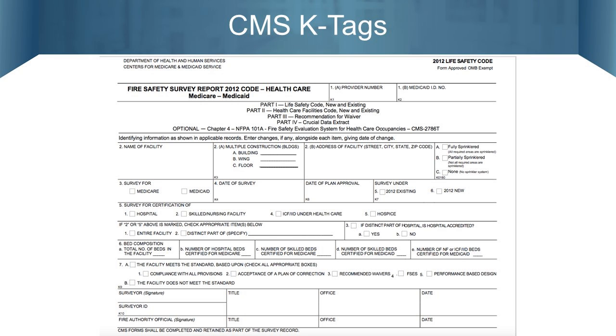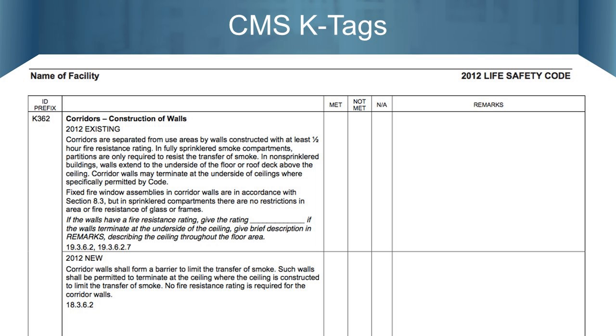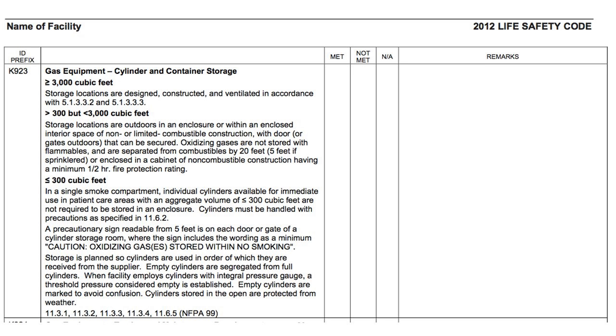All right, let's talk about the CMS K-tags. This is the document that CMS came out with in the middle of January, related to the 2012 edition of the code. Looking at a sample page, K362 covers corridors and construction of corridor walls. You can see they describe what an existing healthcare corridor wall is required to be compared to a new healthcare corridor wall. This one doesn't have big changes between the two, but in many areas you will find that existing healthcare construction has significantly less requirements than new. Another thing I talked about earlier is that it's a great document for training and educating our staff.